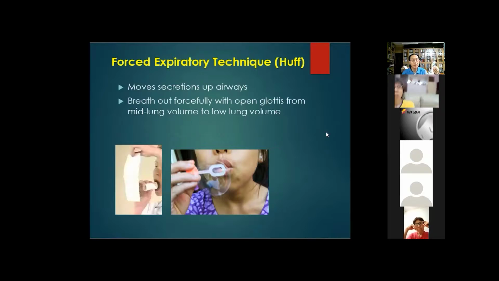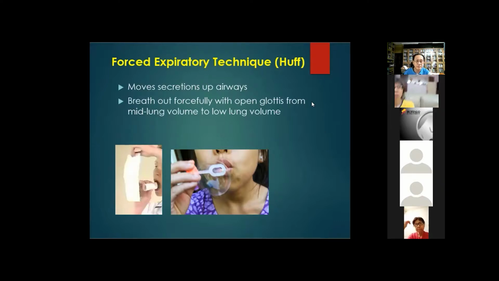So I'll just show you. Mid volume breath. Or you can even say the word huff. Take a deep breath. So you move this tissue. You can try it by yourself.